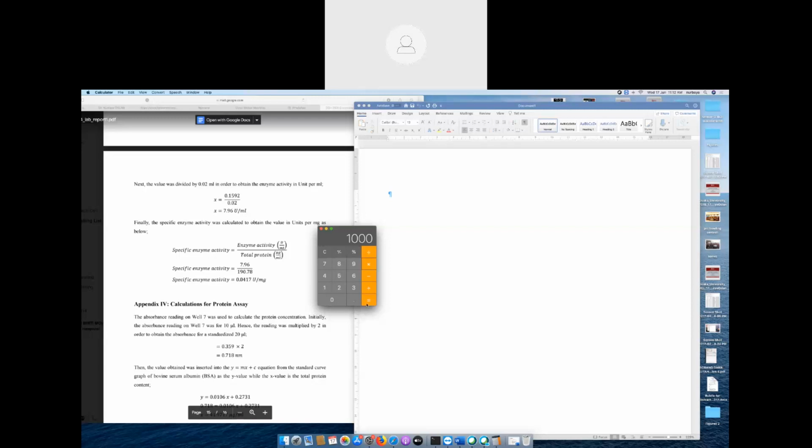Because 1 mil is equivalent to 1000 microliter. So if we multiply by 1000, we get 7.96. It's similar. So I make it short.